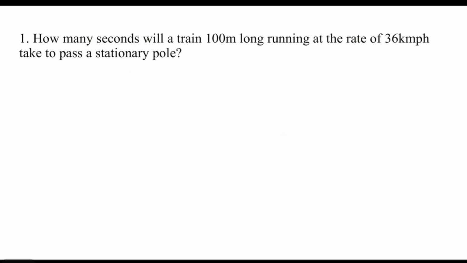How many seconds will a train 100 meter long, running at the rate of 36 kilometer per hour, take to pass a stationary pole? They are asking how many seconds. The length of the train is given, 100 meter, and the speed of the train is 36 kilometer per hour. It is passing a stationary pole. So how many seconds will it take to pass that pole? Time is asked.